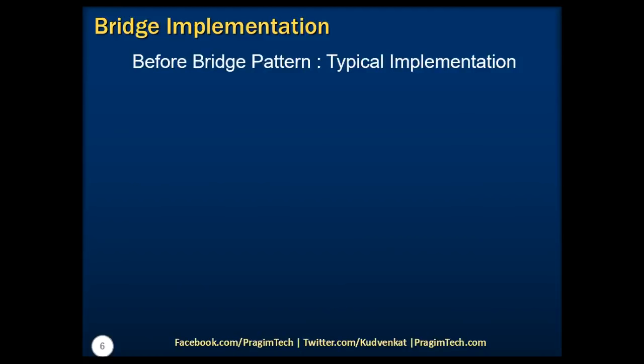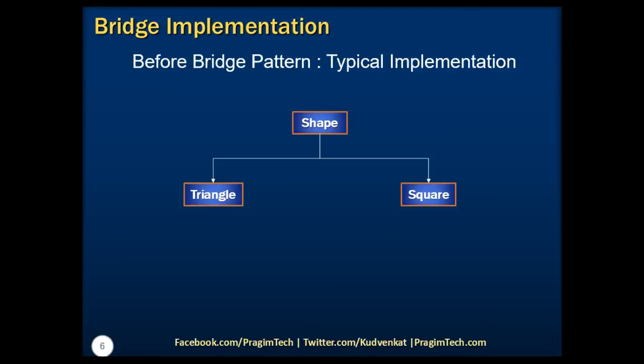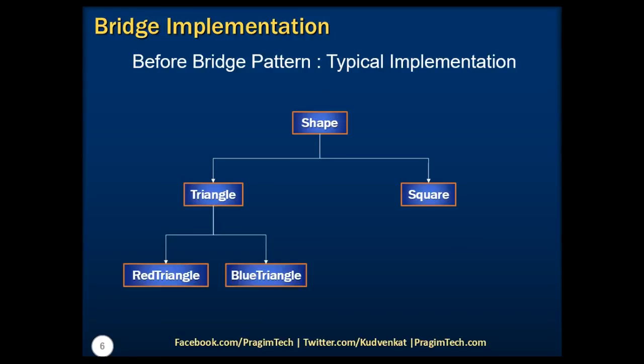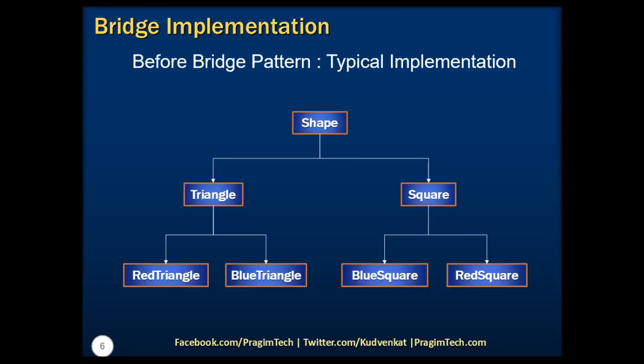Our typical approach would be to create an interface called shape and implement it in triangle and square. Let's say now we want to fill them with blue and green colors. As a typical programmer, we take the next step of creating different classes of triangle and square with colors. Now, if we need to fill them with red and blue color, we create red rectangle, red triangle, blue triangle, blue square, red square, and so on.